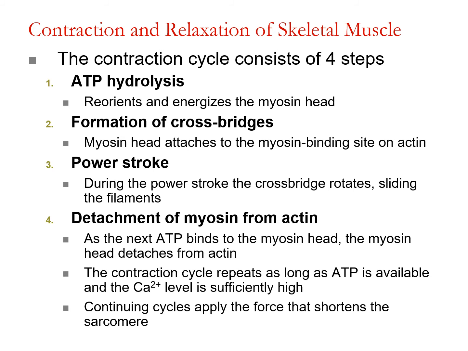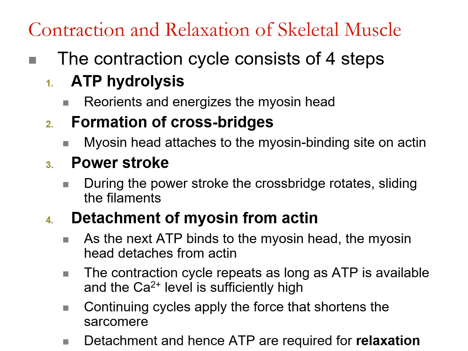All right. Now, the binding of that new ATP is definitely responsible for detachment and the repeating of the cycle, but this also is responsible for relaxation. Muscles only relax when the myosin is dissociated from the actin. So ATP not only powers contraction, but ATP is also necessary for muscle relaxation.